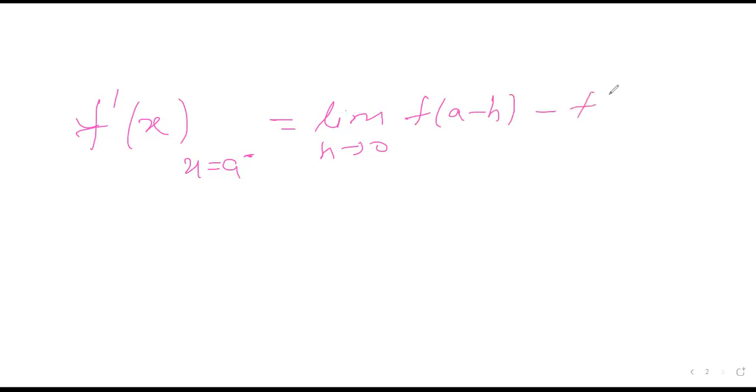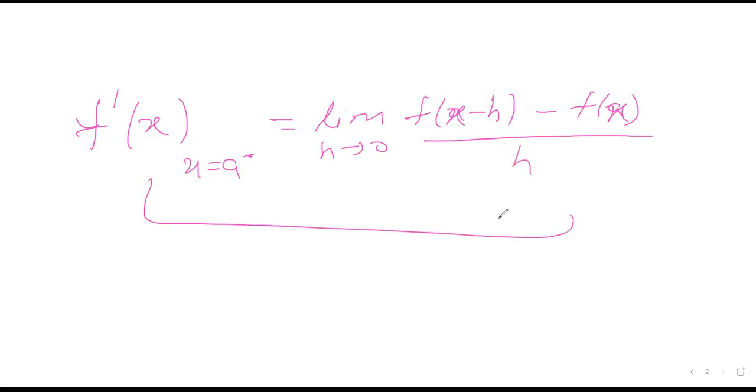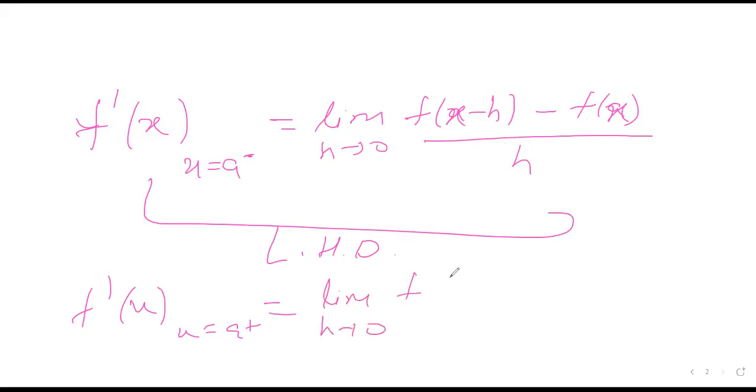So how do we find the left hand derivative? f dash at any point, say x equal to a, from the negative side equals limit h tends to 0 of f of (a minus h) minus f of a upon h. This is the left hand derivative. Similarly, f dash at x equal to a plus will be limit h tends to 0 of f of (a plus h) minus f of a upon h. This is the right hand derivative, right?